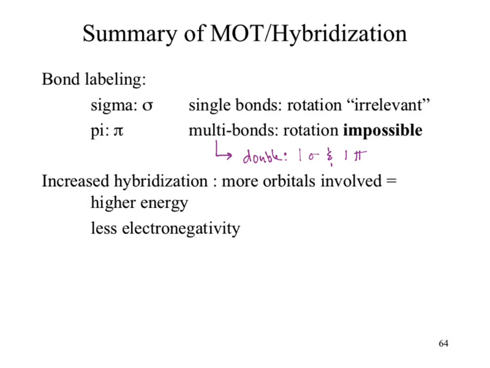Hybridization. Increased hybridization means more orbitals involved, which means higher in energy, which means less electronegativity. The electrons are getting further and further from the nucleus. That comes into play when we're trying to look at where charges fall within a molecule. So we need to be thinking of and aware of what's happening with our hybridization. Those are the big things that come out of this.